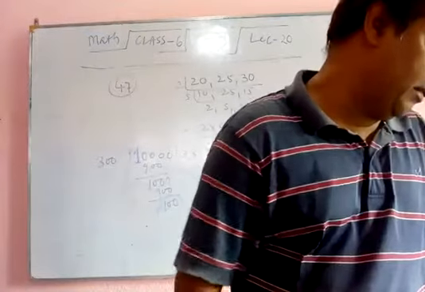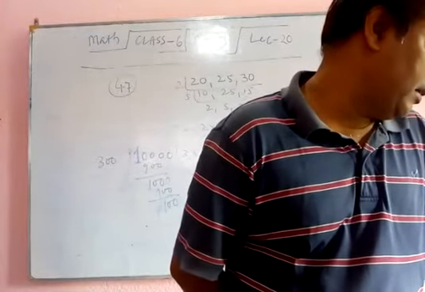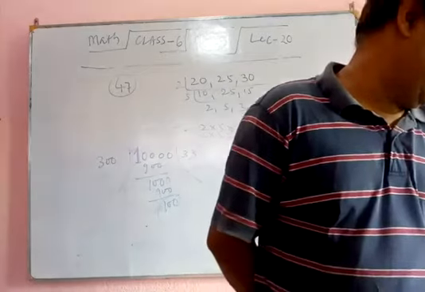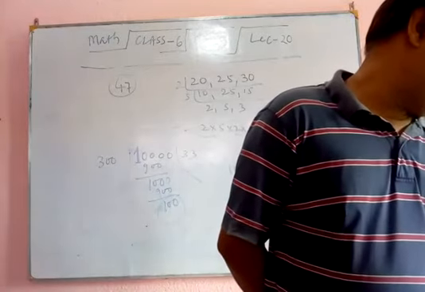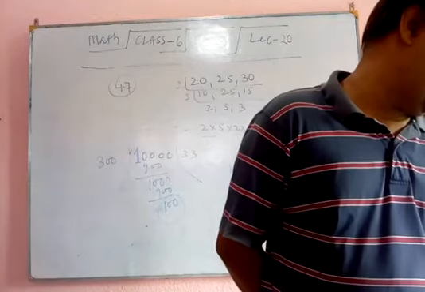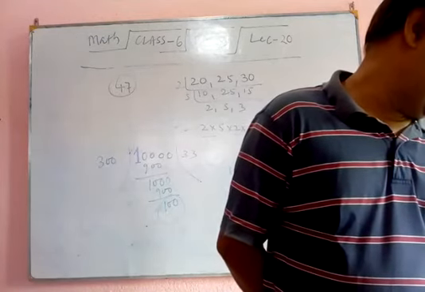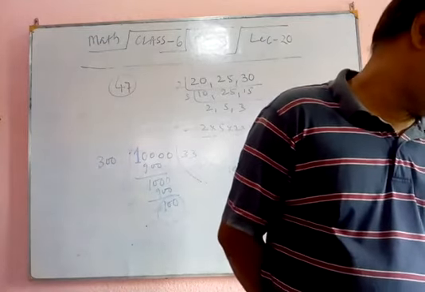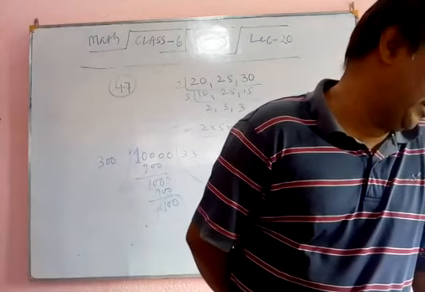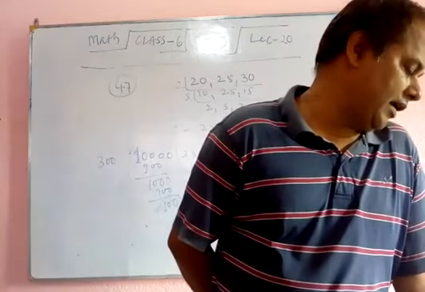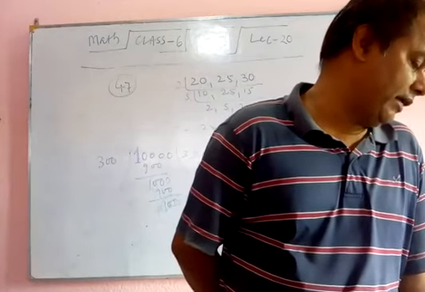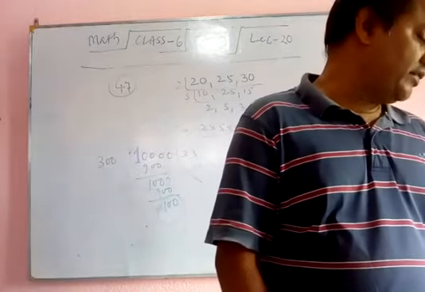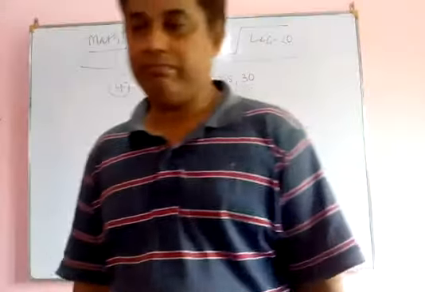Next, the divisibility of the following numbers can be checked by seeing the ones digit, that is for 2, 5 and 10. Seeing the ones and tens digits, 4. Seeing the ones, tens and hundreds digits, 8. Adding the digits of the number, 3 and 9. Subtracting the digits at odd and even places, that is for 11. So you have to memorize all these facts in your mind.